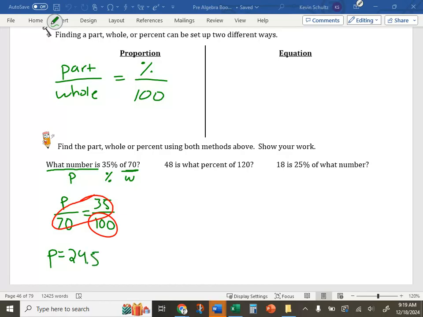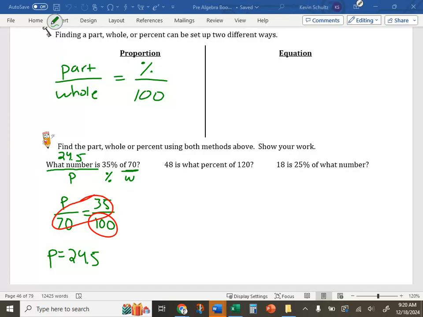What number is 35% of 70? 24.5 is 35% of 70. Okay? So our process here is, given a percentage question, first of all, identify what is my part, what is my whole, what is my percent, okay? Put those into their correct place in the proportion, and then use cross products to solve.